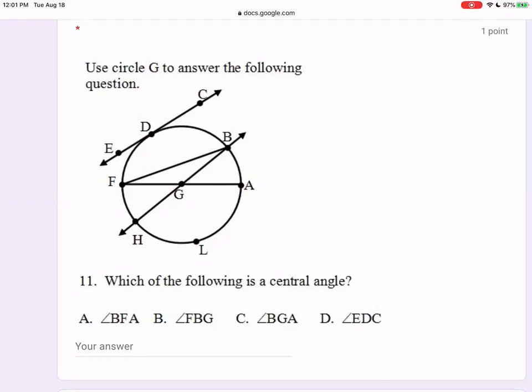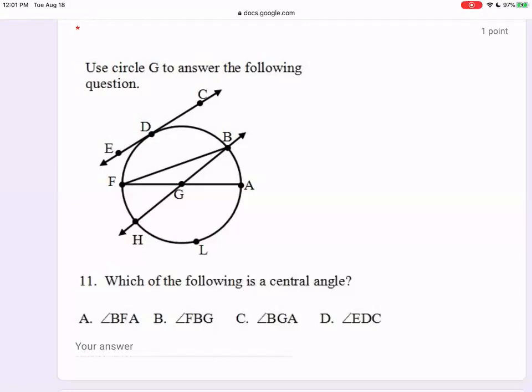I'm sorry. Let's see. So if you're saying B, then it's F, B, G. Yeah. F, B, G. Oh, okay. So FBG does include the center, but the corner, the middle letter, is not the center yet. We want the middle letter to be our center because we want the corner of your angle to be the center. Is it C?